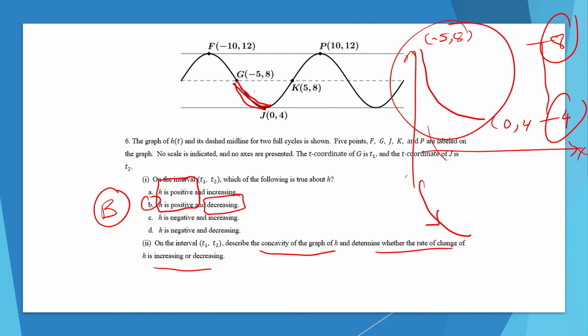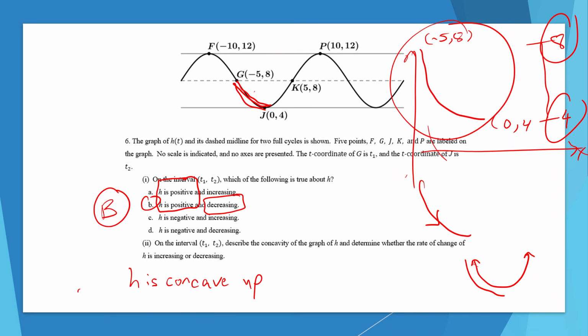So looking at this portion of the graph, we see that this is actually going to be concave up because it's a part of an upwards U shape. So I'm going to say H is concave up. That's half of it right there, right? So you already did the hard part by finding the answer, and now you just have to put the answer that kind of ties with that. So whenever H is concave up, and it doesn't matter what the graph looks like, if it is concave up, then we automatically know the rate of change of H is increasing.